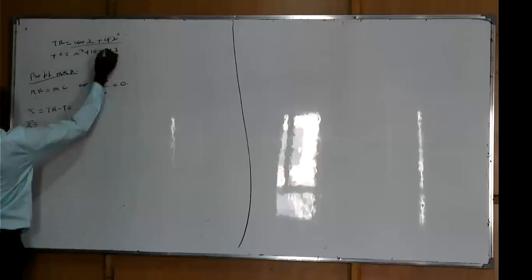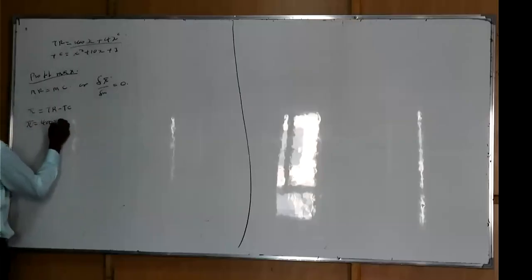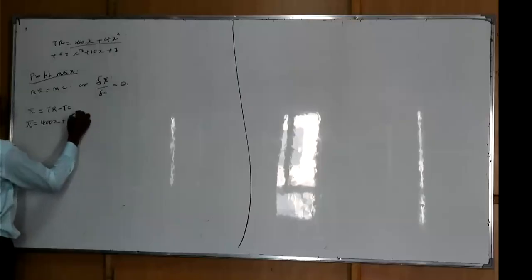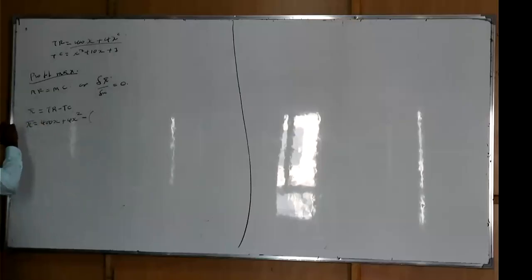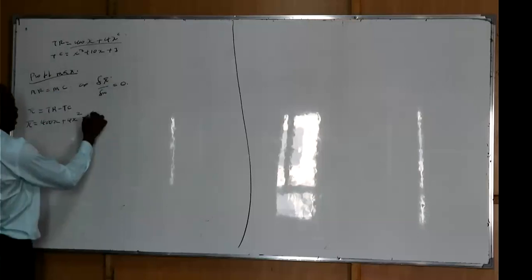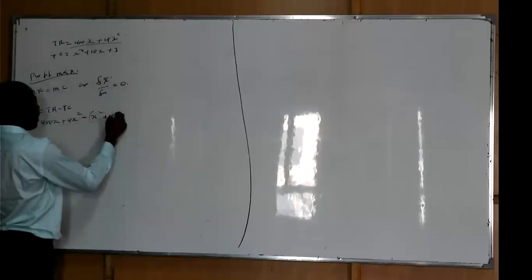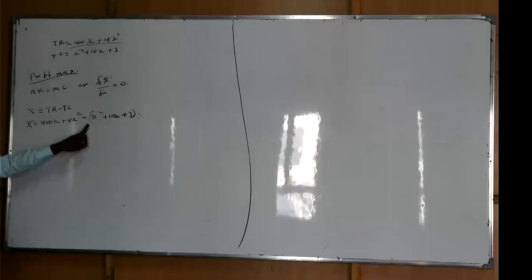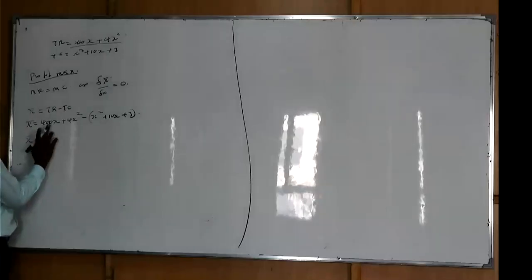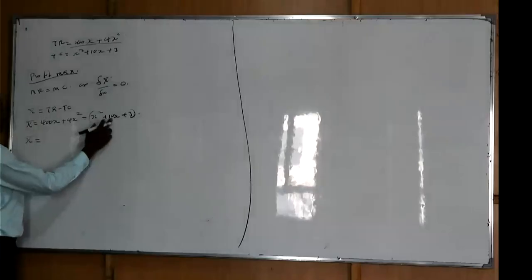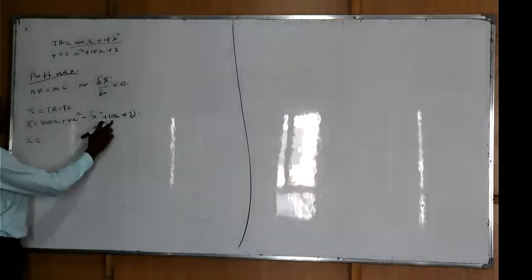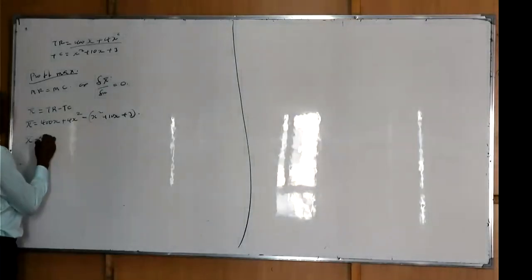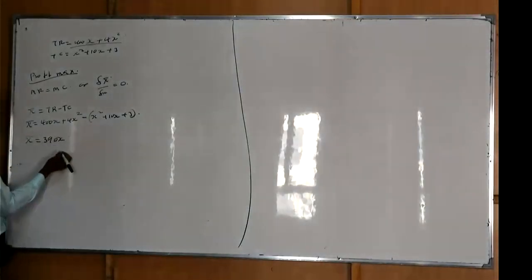So profit: total revenue is this equation, which is 400x plus 4x squared, less total cost. The total cost function is x squared plus 10x plus 3. I told you that for the second equation you have to put the brackets, otherwise you will fall. So profit is equal to, let us simplify, 400x minus 10x, you get positive 390x, right?